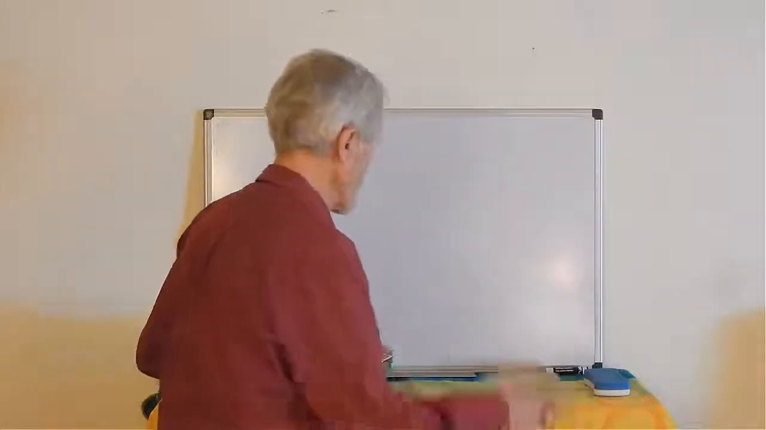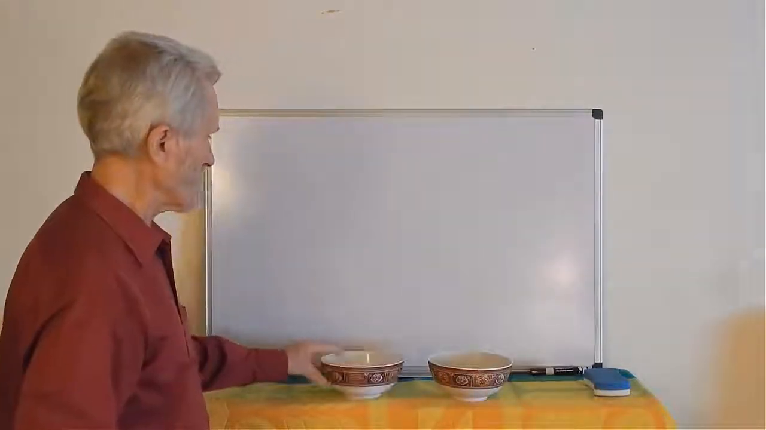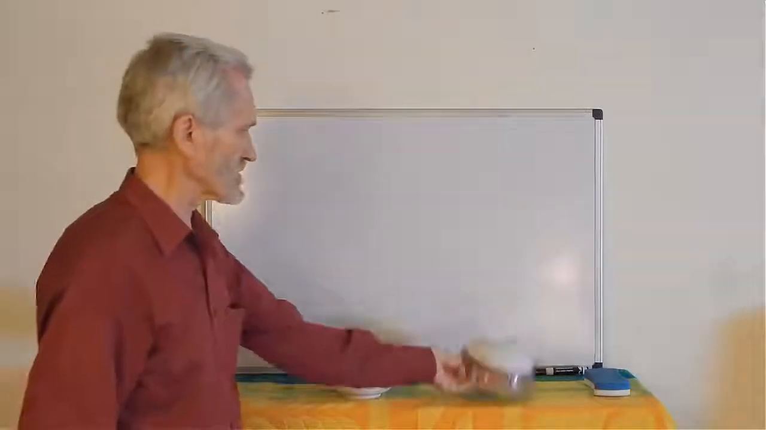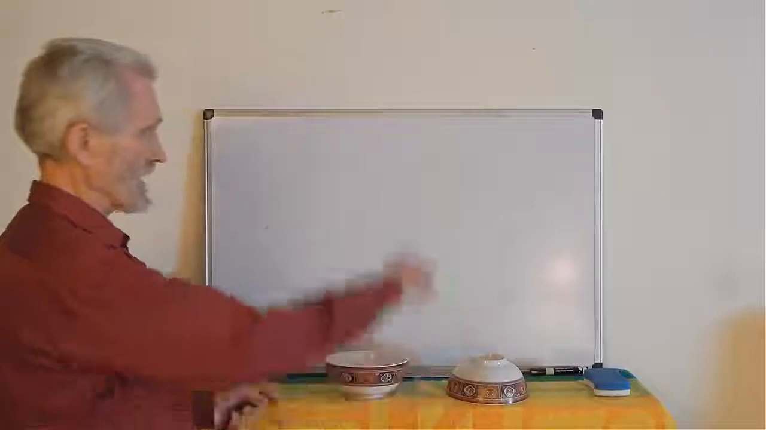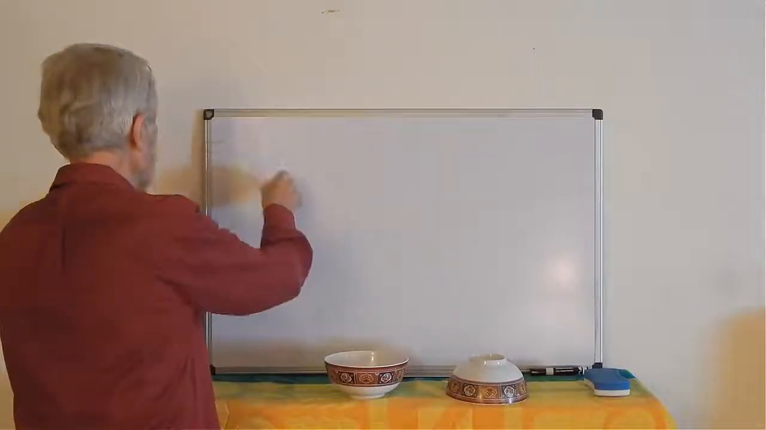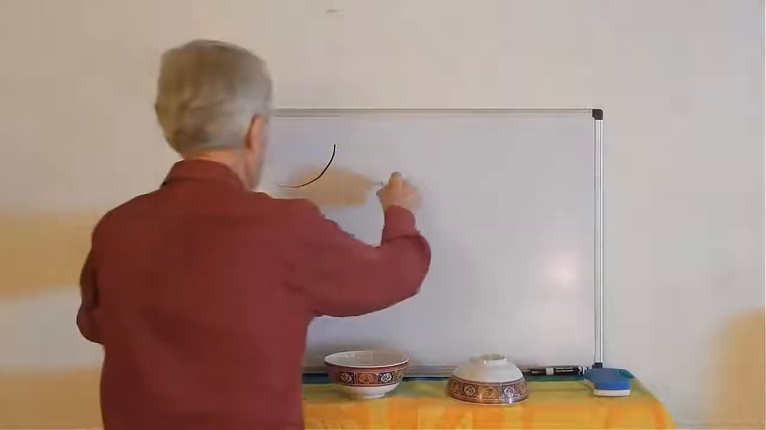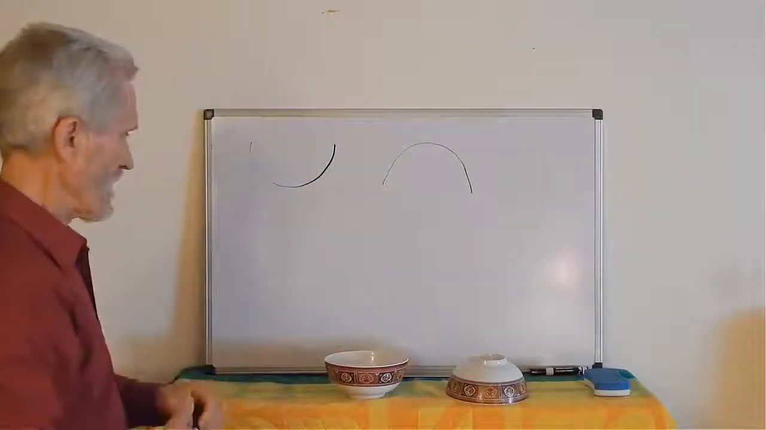These two Chinese bowls here have a Chinese design along the edge. They're both upright. We're going to turn this one upside down. This bowl has a concave shape, concave, like so. The other bowl has a convex shape.